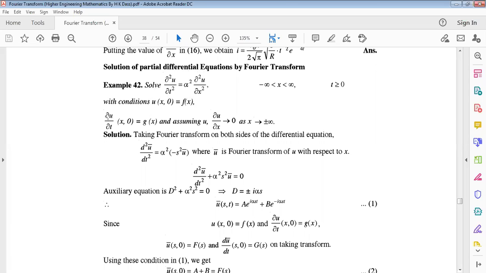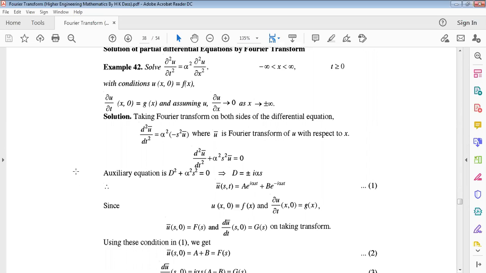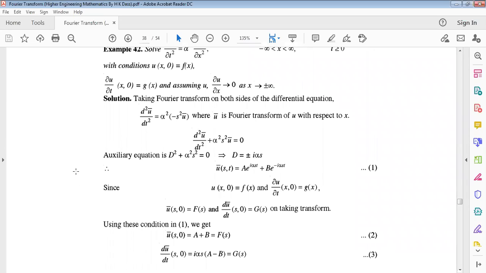Now the first partial derivative del u del t at x, 0 equals g of x, this is given. And assume that the partial derivative of u with respect to x tends to 0 if x is very large, that means x tends to infinity. Now we'll try to solve this. Please concentrate, heart and soul.